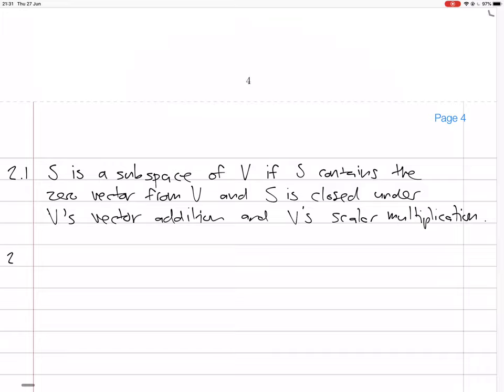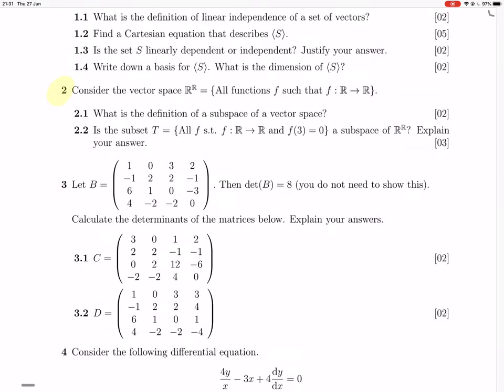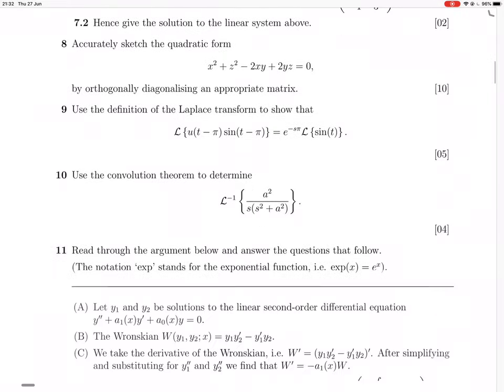Okay, so that was 2.1. Now they ask, is the subset T of all the functions from R to R such that f of 3 equals 0 a subspace of the space of functions? I think it is going to be, right? Because the zero function, which is constantly 0, is 0 at 3. And if you have a linear combination like this, if f of 3 and g of 3 are 0, then that thing is also 0. Yes, so that is going to be a subspace. So let's just show that.